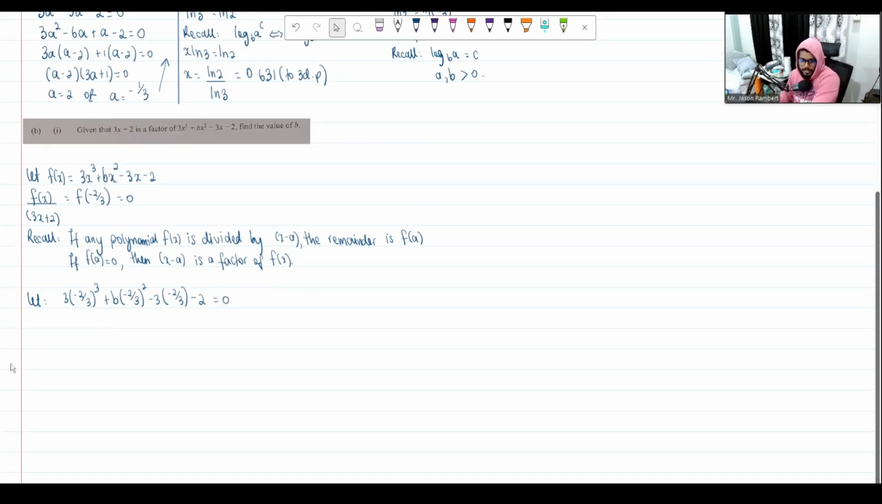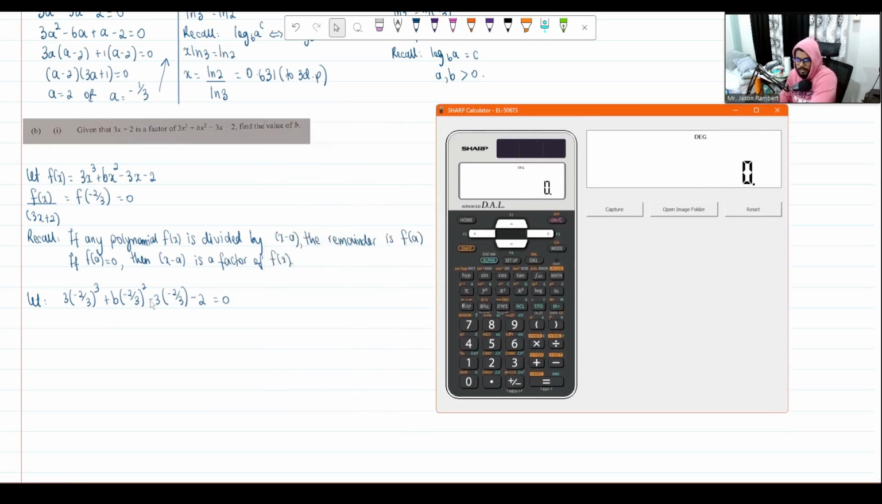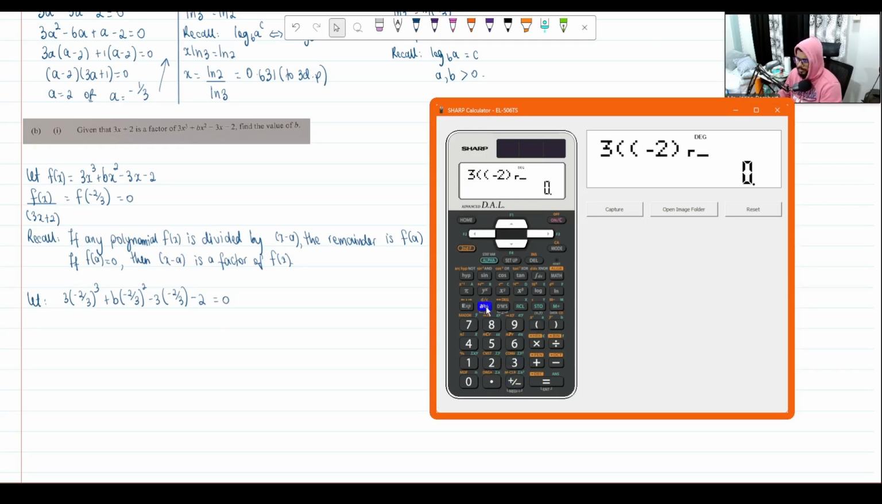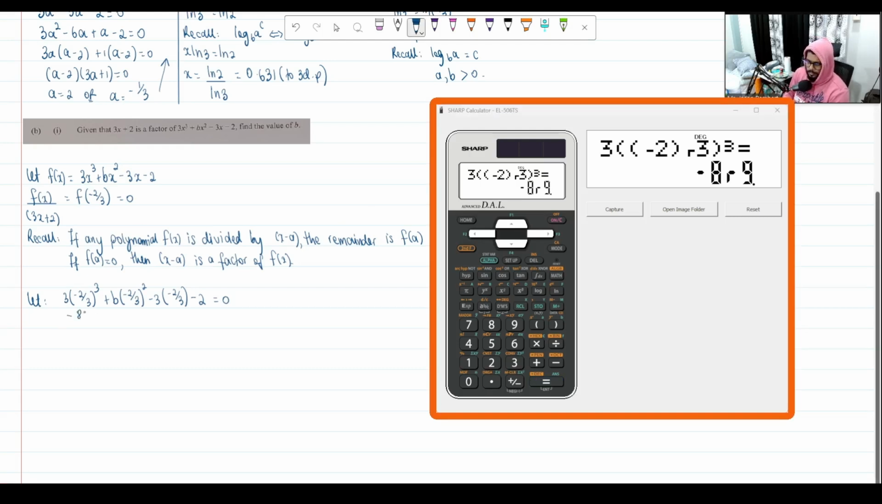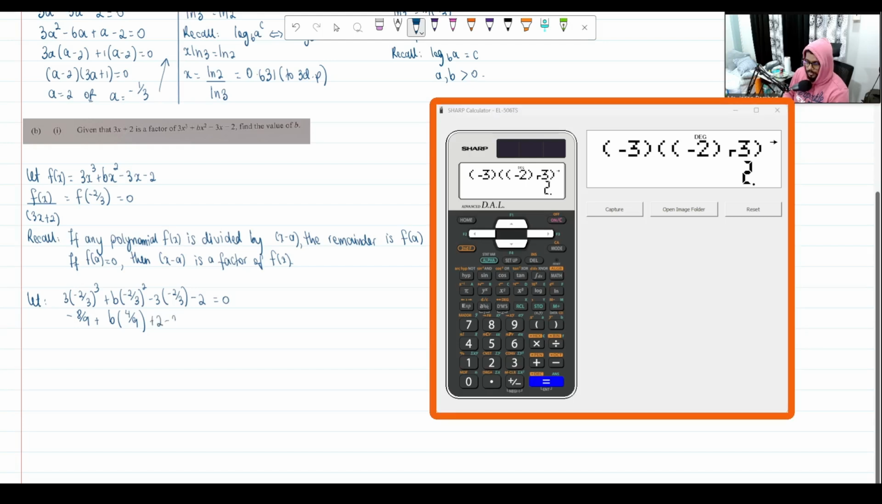Well, you have your calculator, and if you're real comfortable with your calculators, you can go ahead and work out all the constants on the left-hand side. So let me take it step by step. Let me go with 3 into negative 2/3 cubed. I'm leaving it as a fraction. That is minus 8 over 9 plus b into 4 over 9. Then I'm going to have minus 3 into minus 2/3. That's just going to give me 2. So I'll get plus 2 minus 2 is equal to 0.